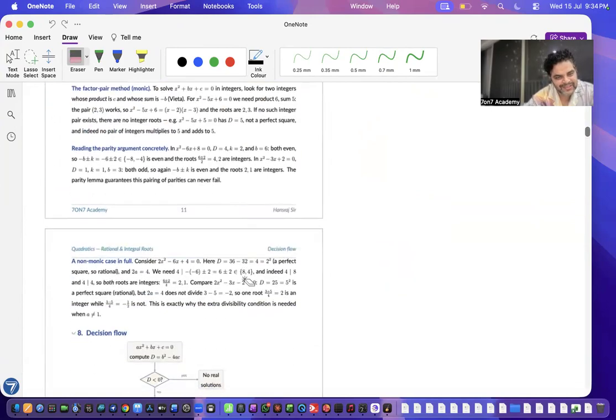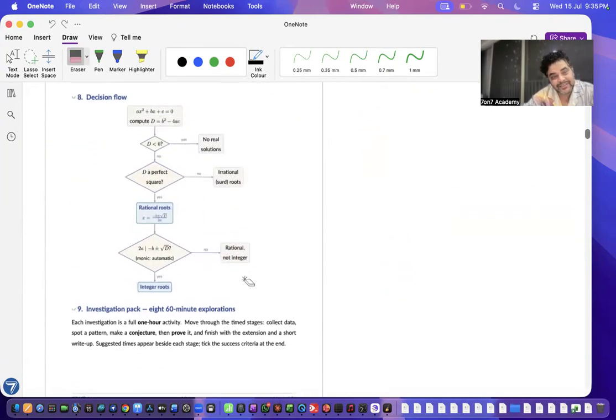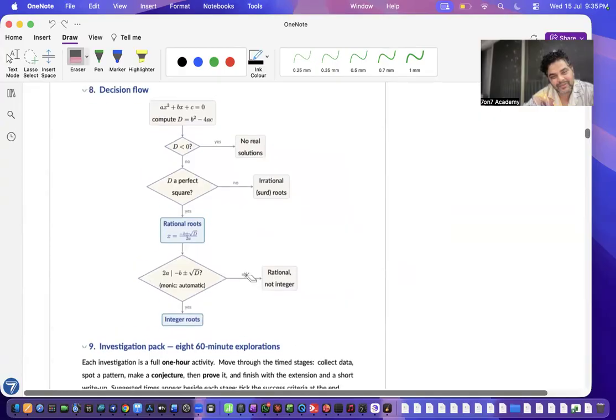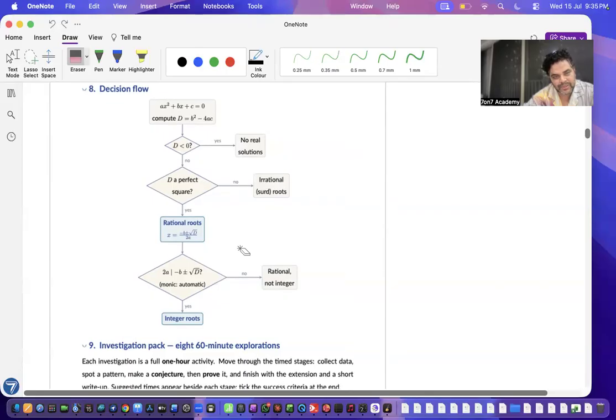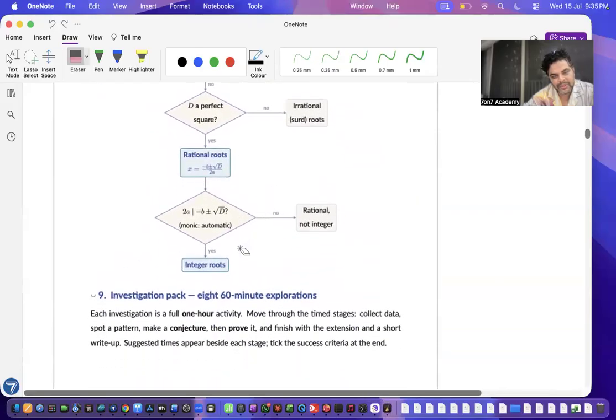The link is of Zoom only. See, these are the constraints. That's how you start with the nature of roots. D less than 0, no roots. D is a perfect square, then rational roots. D is not a perfect square, then irrational roots. Perfect square can be rational roots. ठीक है. If this is divisible by 2a, then integral roots. If it is not divisible by 2a, then rational roots.